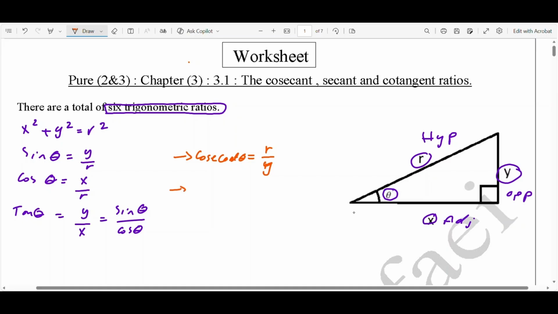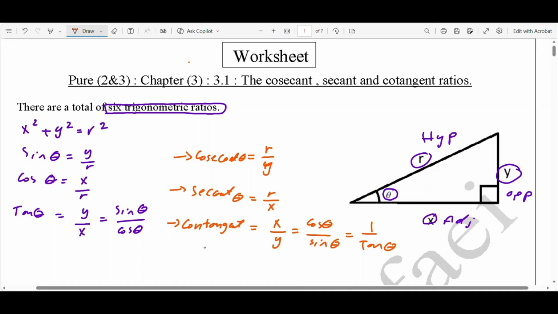If I flip adjacent over hypotenuse, I'm going to get something we call secant. And if I flip opposite over adjacent, or cosine theta over sine theta, or 1 over tan theta, I'm going to get something we call cotangent, or cot.